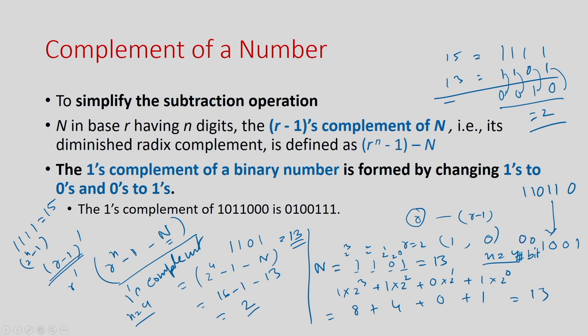00100, right? This is a ones complement. Okay, so this is about ones complement. Given a binary number, what you have to do is just replace 1 by 0 and 0 by 1, effectively, then you will get the ones complement of the number.